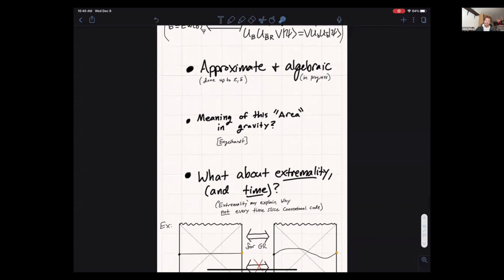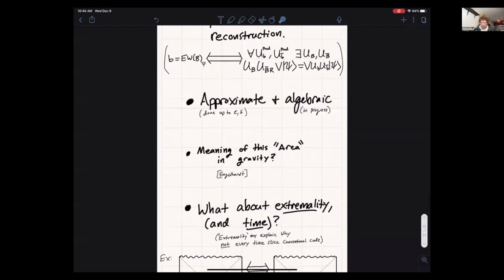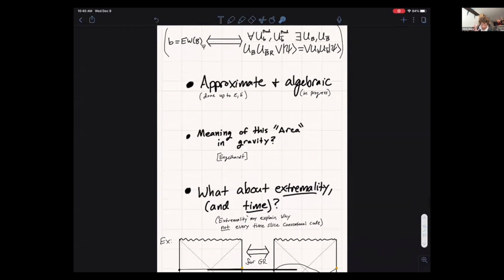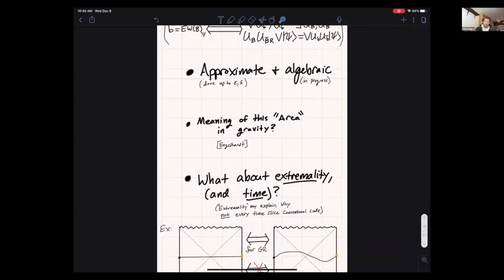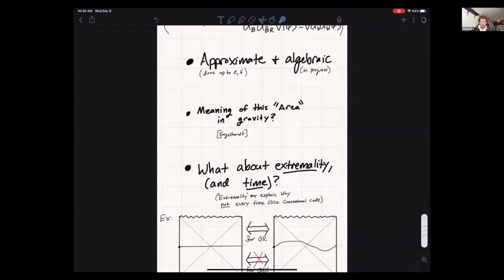Yeah, I won't expand on that for now. Another interesting future direction is understanding the meaning of this definition of area in gravity. It works for codes, but you would expect it to have some physical meaning in gravity, and I expect that it does. And it might help us with some open problems, like giving a physical interpretation to the area of non-extremal surfaces. That's an idea that I first heard suggested by Netta a little more than a year ago. So I think that's a very interesting thing to think about.